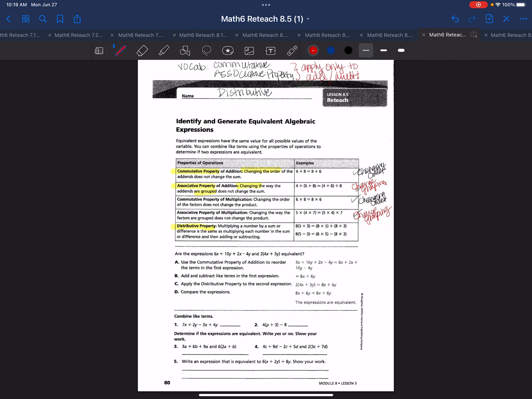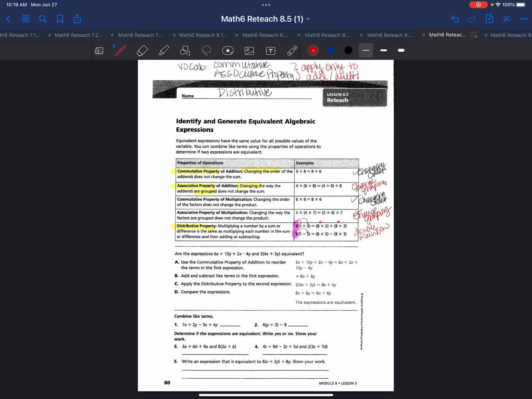The last one is distributive property, when you're multiplying a number by a sum or difference, it's the same as multiplying each number in the sum or difference and then adding them. So if you notice here, we have an 8 on the outside of the parentheses. That is called your distributor, and your distributor then goes to each term in the parentheses. So I always remember to do a double rainbow here. So I can see that the 8 is being multiplied by 5, and then you keep your addition sign, and then the 8 is being multiplied by 3.